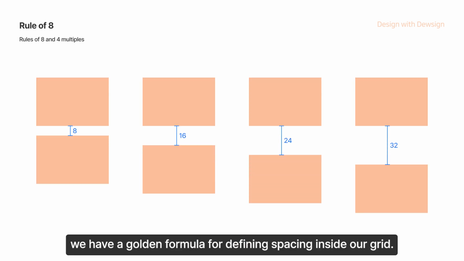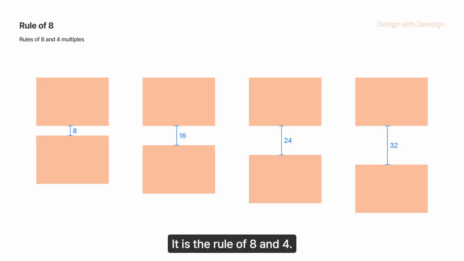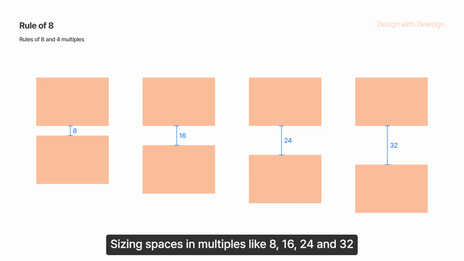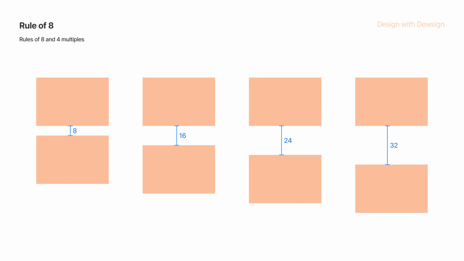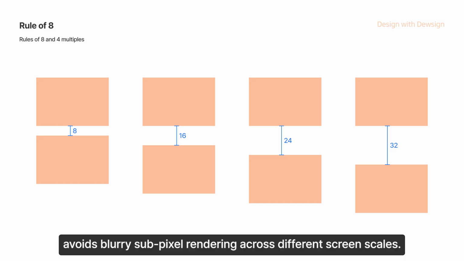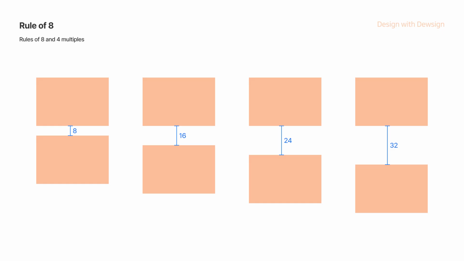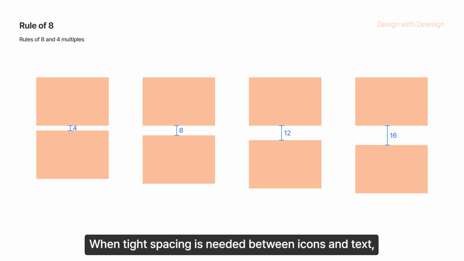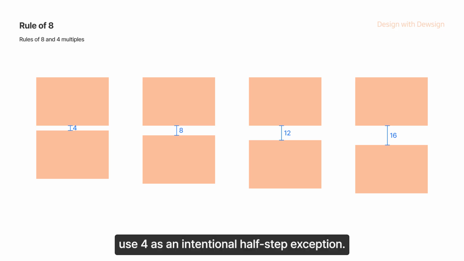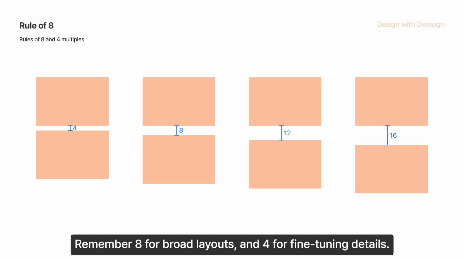Finally, we have a golden formula for defining spacing inside our grid. It is the rule of 8 and 4. 8 is your primary baseline. Sizing spaces in multiples like 8, 16, 24, and 32 avoids blurry sub-pixel rendering across different screen scales. When tight spacing is needed between icons and text, use 4 as an intentional half-step exception. Remember 8 for broad layouts and 4 for fine-tuning details.